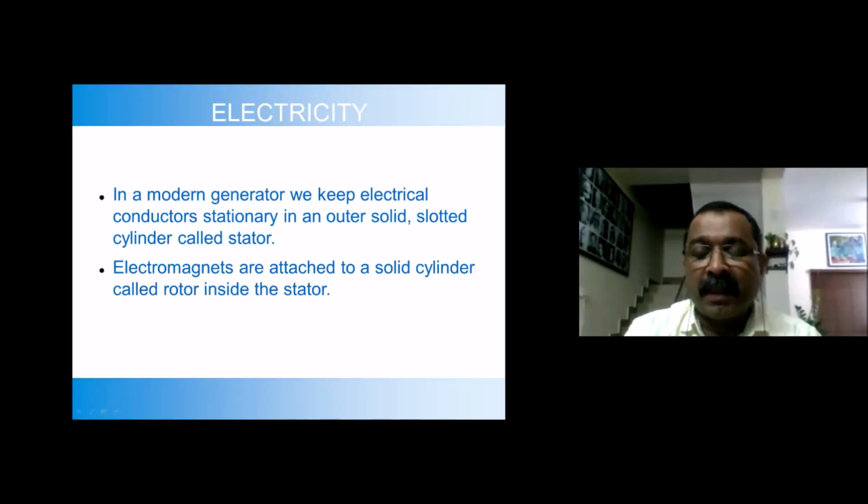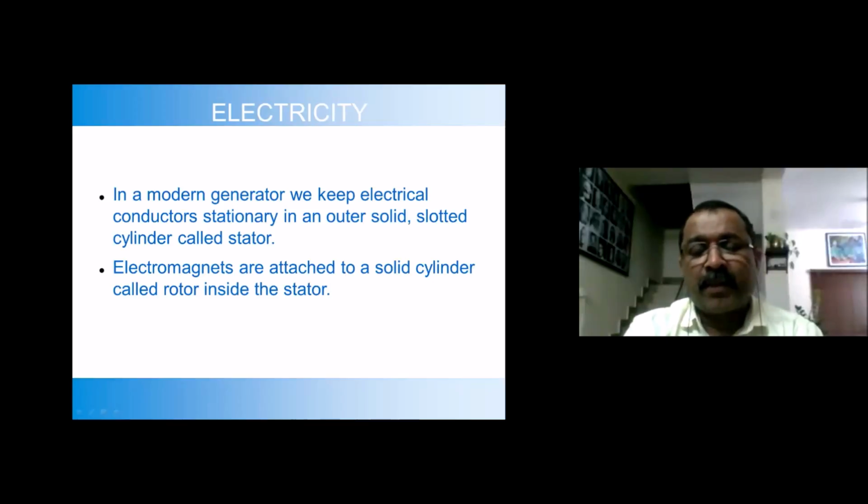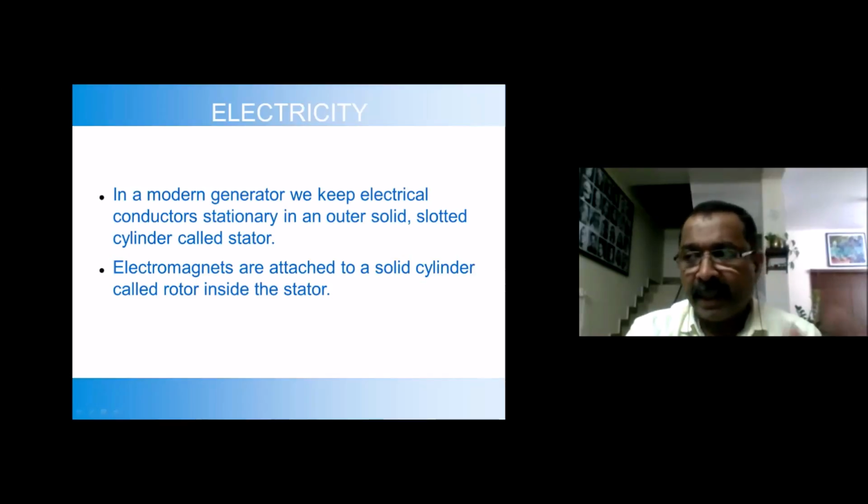Uncle will explain one thing: you have a magnet and a conductor. How can we generate a relative motion between these two? There are three ways to generate relative motion between the magnet and the conductor. What are they?